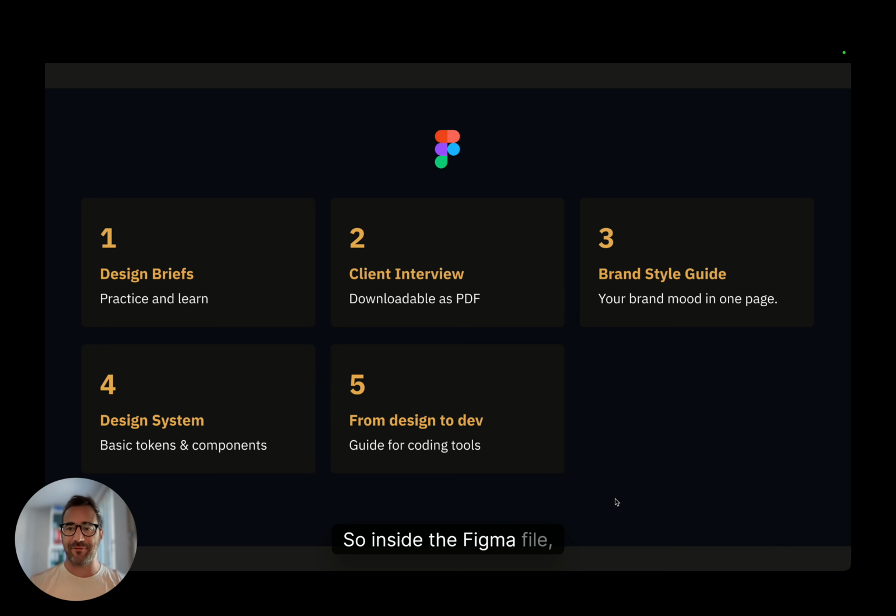So inside the Figma file, we're gonna give you some design briefs first to practice and learn. So we have in this first version 6 different briefs. So there's a branding brief, so if you want to create a new brand, then we have a product design brief, so if you want to create a landing page, for example, based on your branding style guide.